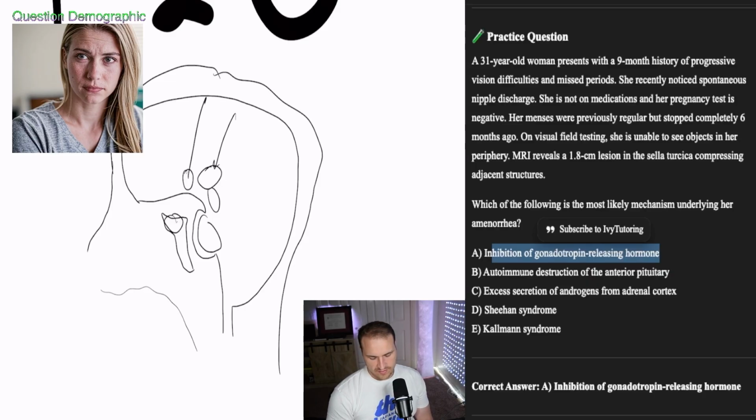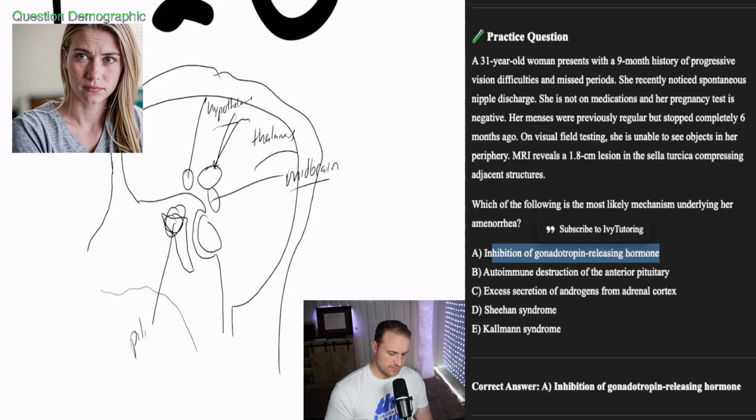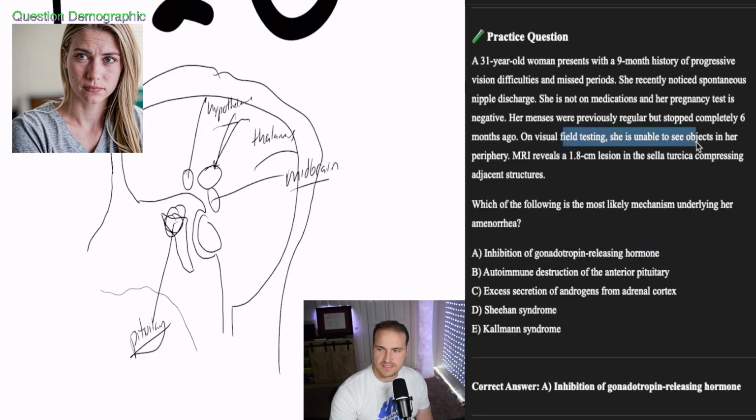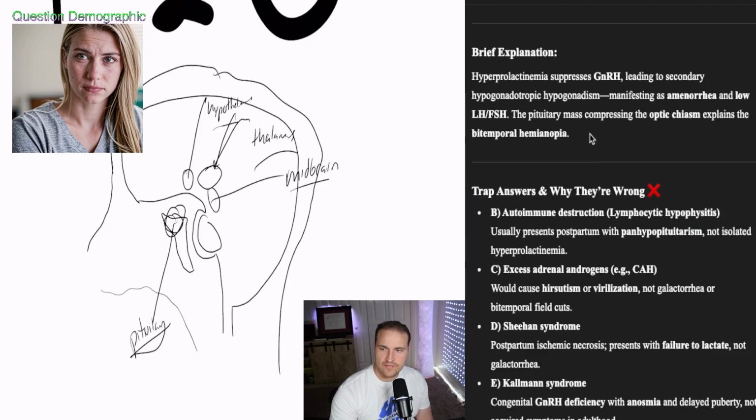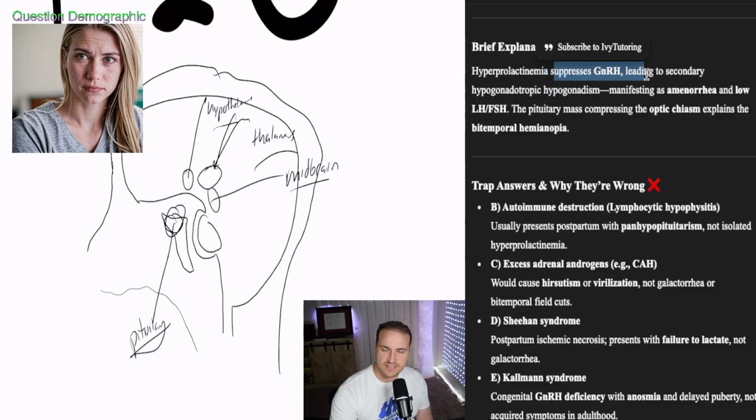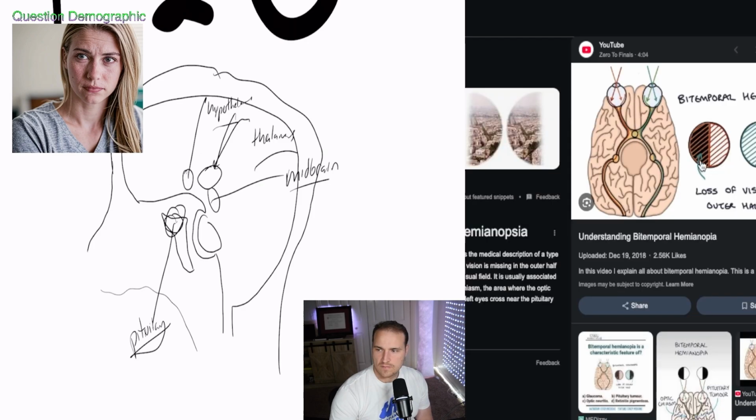Here we have to know that this is pointing to the hypothalamus. This is the thalamus. That's going to be the midbrain. And here's where you'd have a pituitary problem, a pituitary adenoma, and that could cause optic chiasm compression. Here she's got visual testing, unable to see objects. In this case, we have hyperprolactinemia suppressing the GnRH, manifesting as amenorrhea and low LH and FSH. The pituitary mass is pressing against the optic chiasm, explaining her bitemporal hemianopia, which looks like that. It's the loss of vision on the outer half.